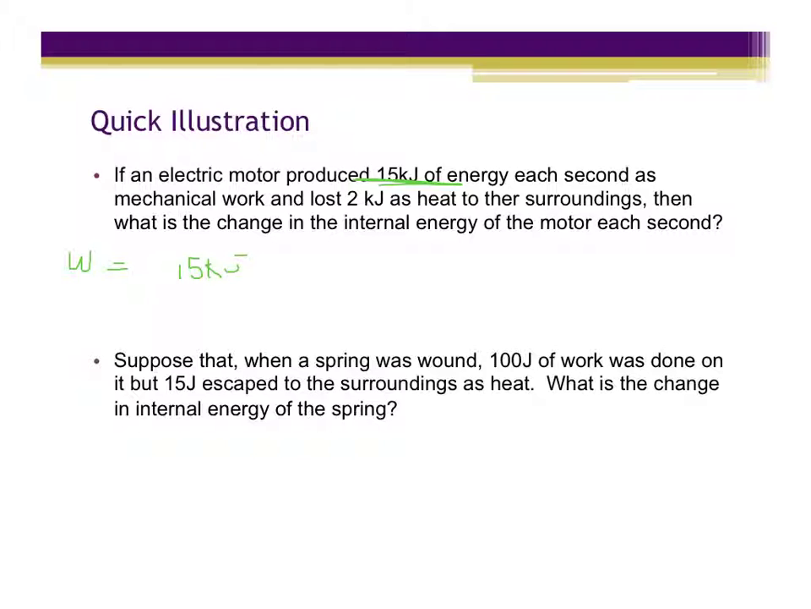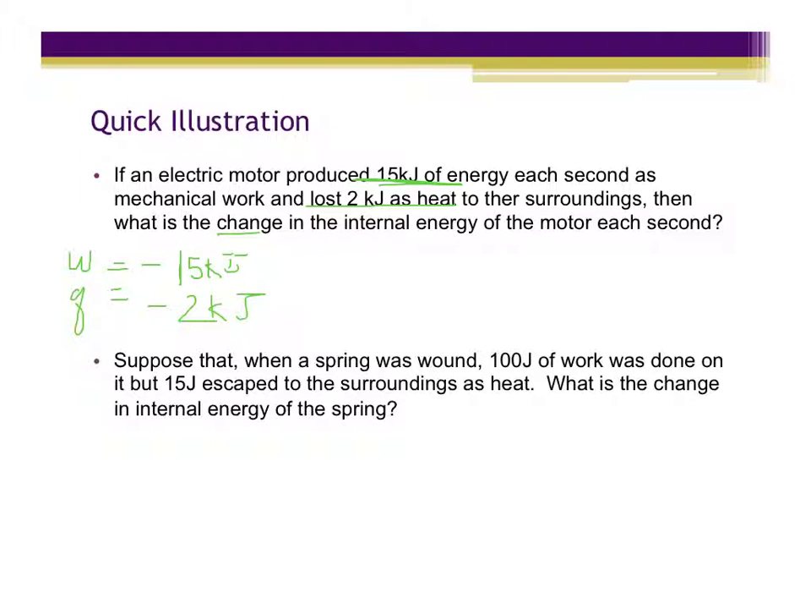So now the question becomes, what is the sign on this 15 kilojoules? Well, if the motor produced the energy, then that means energy is being lost to the surroundings from the system. The system is producing the work, and therefore the sign for work is negative. Then we lost 2 kilojoules as heat. So if we're losing heat, that means that the system is heating the surroundings because heat is being lost from the system and transferred to the surroundings. Then the sign for heat is also negative.